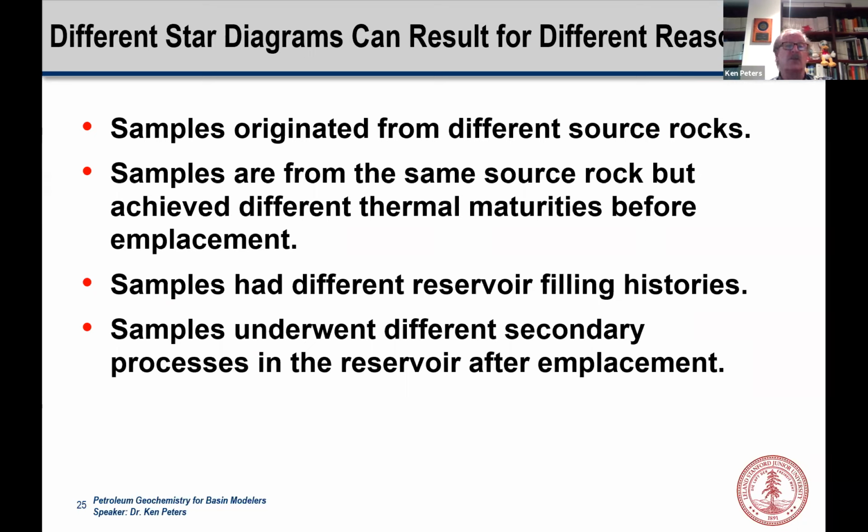Samples originated from different source rocks. Yeah, they're going to look different. Samples are from the same source rock but achieved different thermal maturity, right, before they were emplaced. The samples had different reservoir filling histories. The samples underwent different secondary processes in the reservoir after emplacement. So if there are just very slight differences in water washing, say, or biodegradation on two different sides of a sealing fault, you will see those differences. You'll be able to see those in the chromatograms if you look carefully enough.